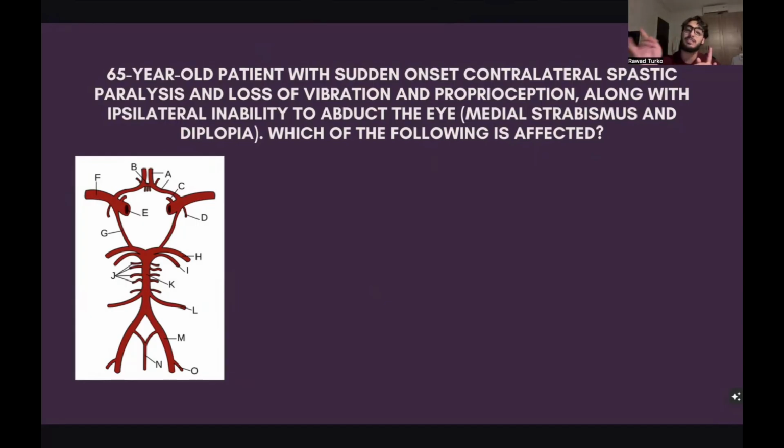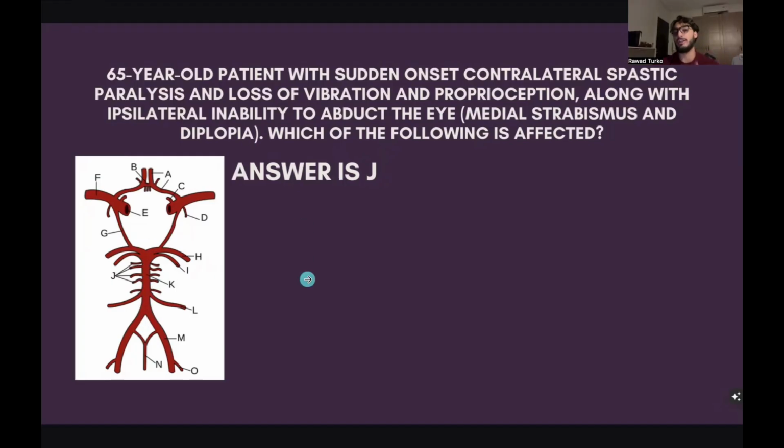inability to abduct the eye. What does that mean? We're unable to abduct the eye. We're unable to basically look, for example, my right eye is unable to look to the right, my left eye is unable to look to the left. What muscle is in control of that? It's the lateral rectus muscle. What supplies the lateral rectus muscle? That's the abducens nerve. So what nerve, what artery would this be? This would be J. Now, I know that maybe a couple of you said K, which is the basilar artery.